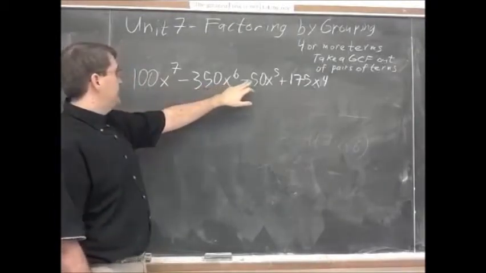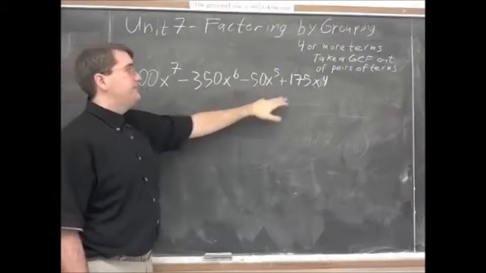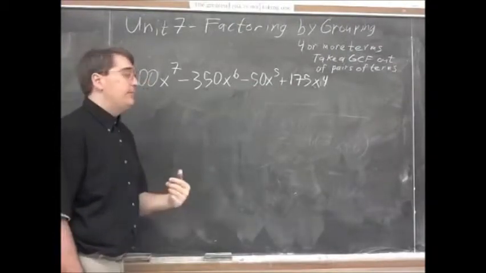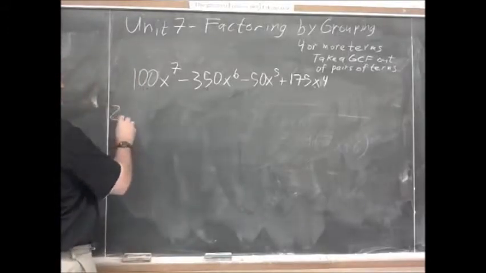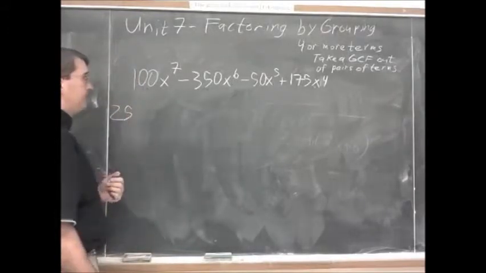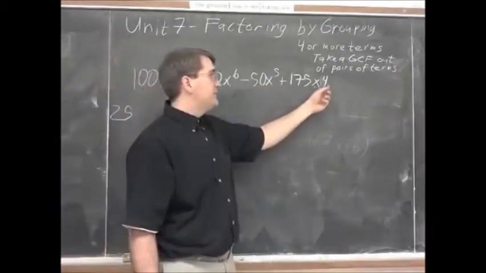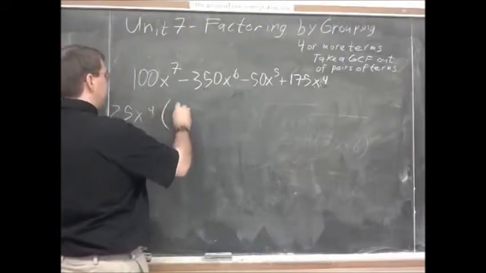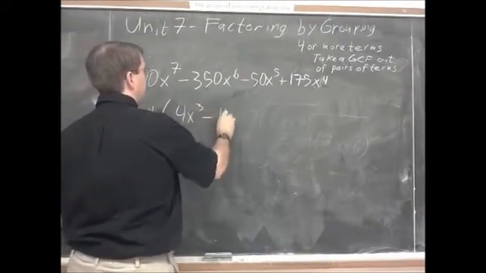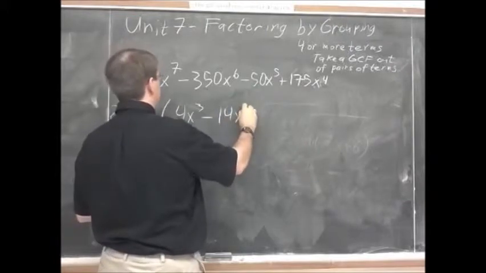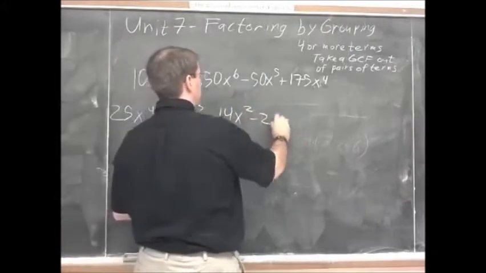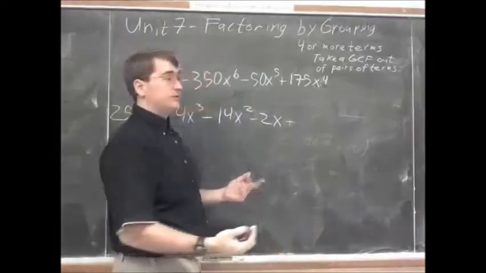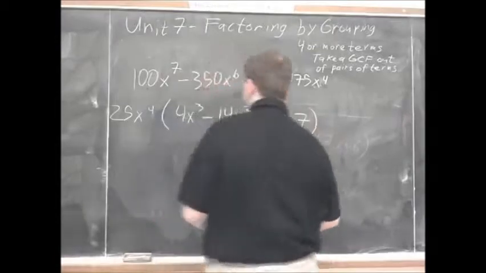Looking at these numbers, the coefficients, 100, negative 350, negative 50, positive 175, you might notice that 25 is in common in all of those. So I'm going to be able to take a 25 out. X to the 7, x to the 6, x to the 5, x to the 4. I could take an x to the 4 out as well. So that's going to leave me now with 4x to the 3rd minus 14x to the 2nd minus 2x to the, well, 1, so just x, plus 175 divided by 25 is 7.